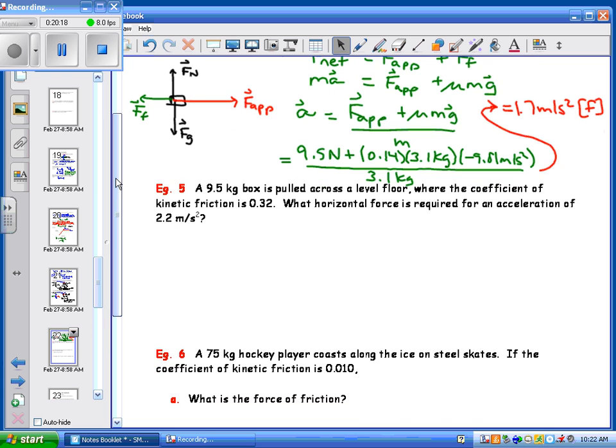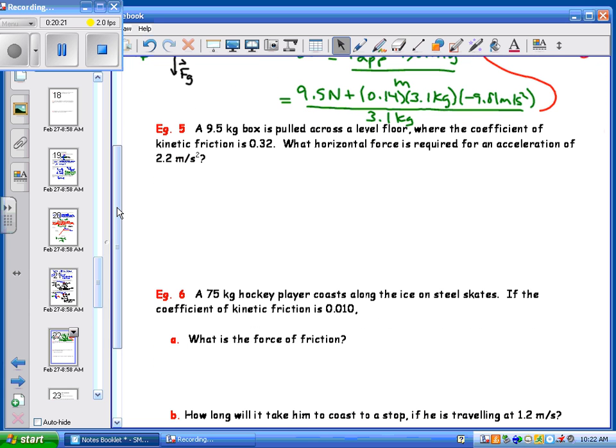Okay, example 5. A 9.5 kilogram box is pulled across a level floor where the coefficient of kinetic friction is 0.32. What horizontal force is required for an acceleration of 2.2 meters per second squared? So similar in setup to the previous question, except that what we're solving for is different. So again, we have Fg acting down, Fn acting up. We have an applied force forward, and a force of friction acting backwards.